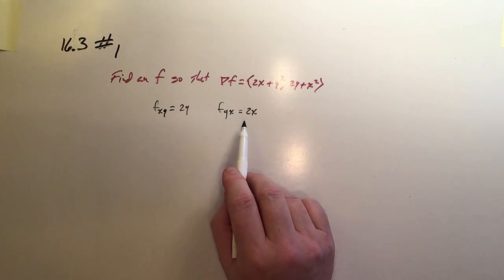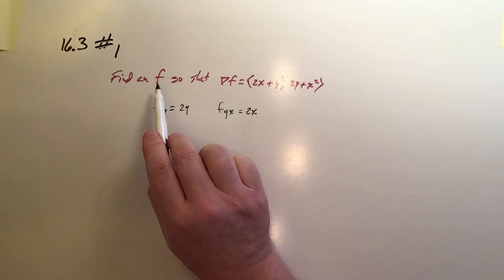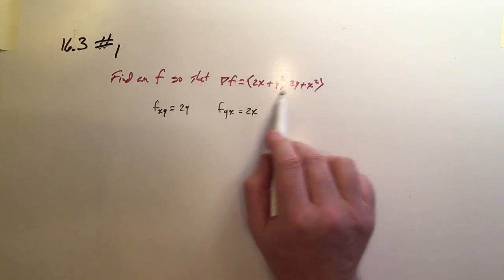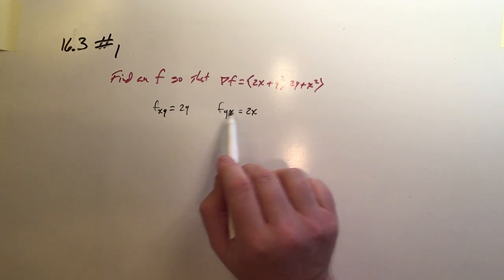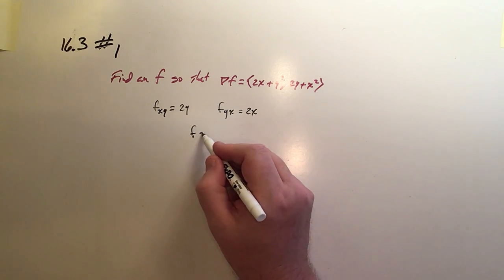And what that tells me is this was not the gradient of some original function. That is, the original function doesn't produce this as its gradient. Therefore, that original function is non-conservative, and therefore f does not exist.